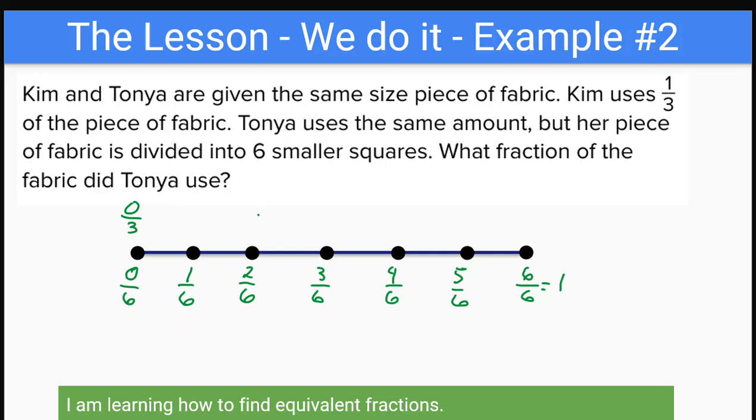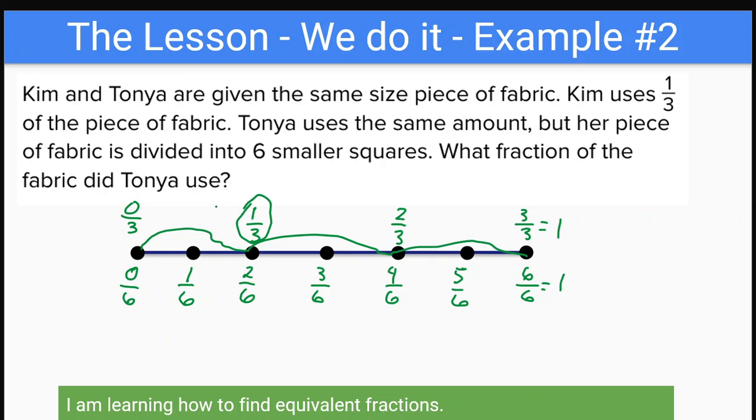I'm sorry, this is 0 thirds right here. This is 1/3 right here. Skip that one. This is 2 thirds right here. Skip that one, and this is 3 thirds right here, and that equals a whole also. Now Kim used thirds, so she has 3 jumps. 1, 2, 3. She used 1/3, and it's right there.